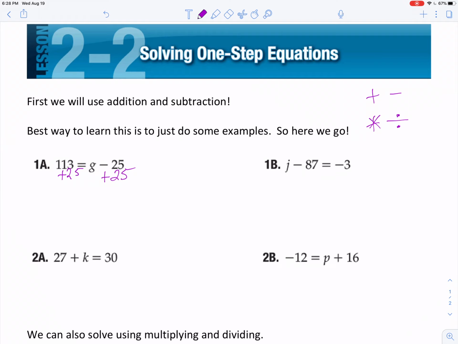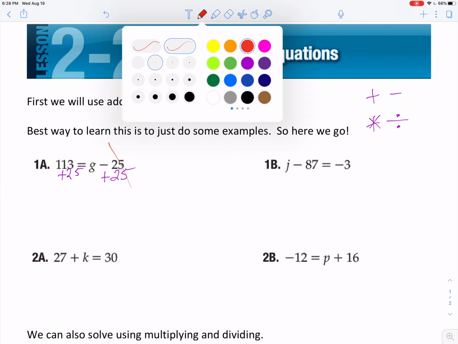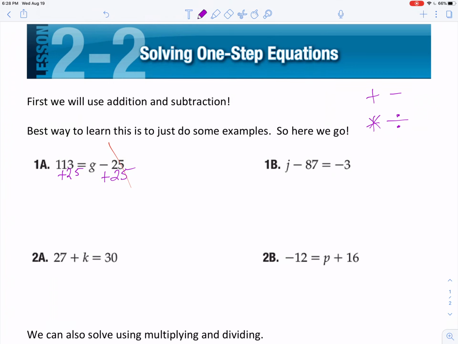So over here with this nice happy negative 25 plus 25, that's 0. It cancels. I like to cross that out like that. Now I have 113 plus 25. That's my answer. Now, of course, we know that typically we like to write it with the variable first. It's just what we do. And that's the answer there.